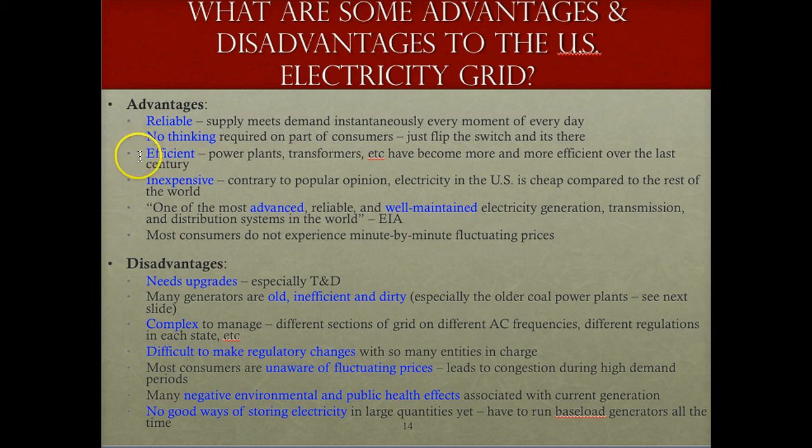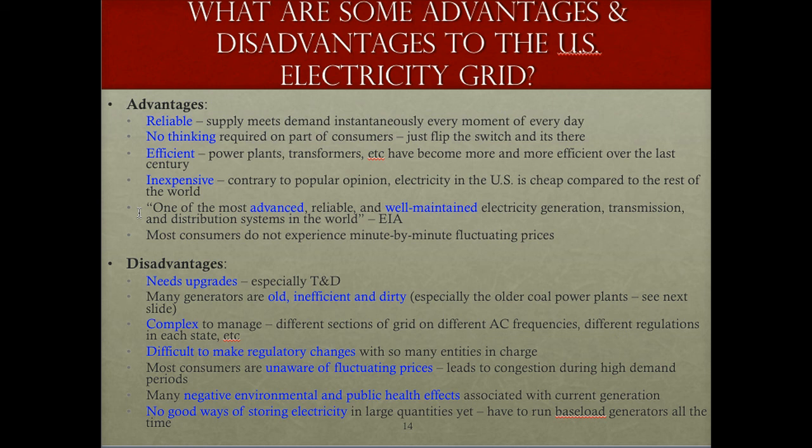Also, it's efficient. Power plants, transformers, etc. have become more and more efficient over the last century. It is also inexpensive. Contrary to popular opinion, electricity in the United States is cheap compared to the rest of the world. In fact, the Energy Information Administration states that our electricity system is one of the most advanced, reliable, and well-maintained electricity generation, transmission, and distribution systems in the world.